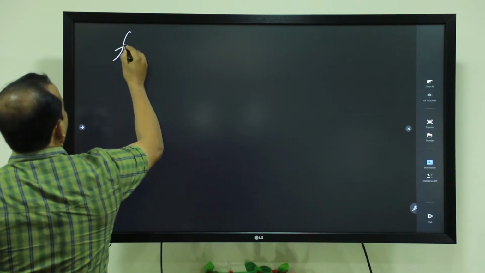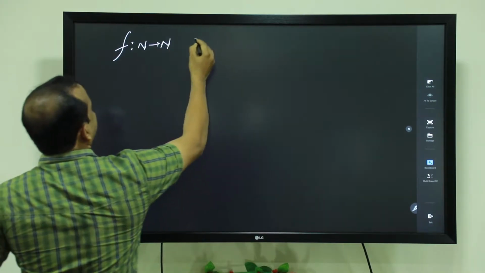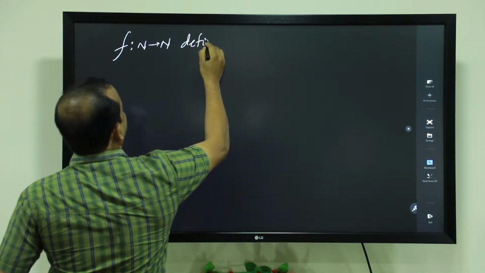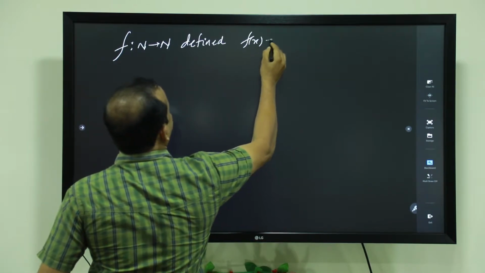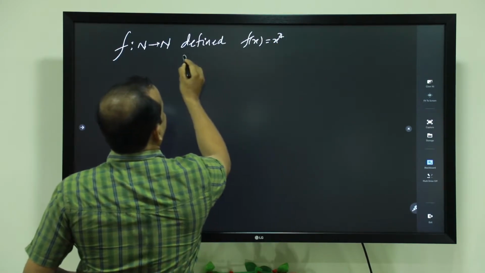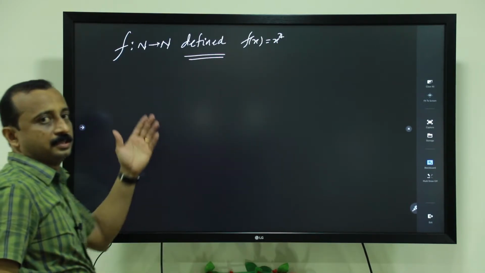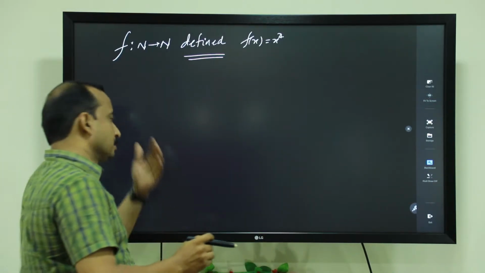A function f from N to N defined by f of x is equal to x square. Here f of x is equal to x square. Here we check whether the given function is one-one or onto.